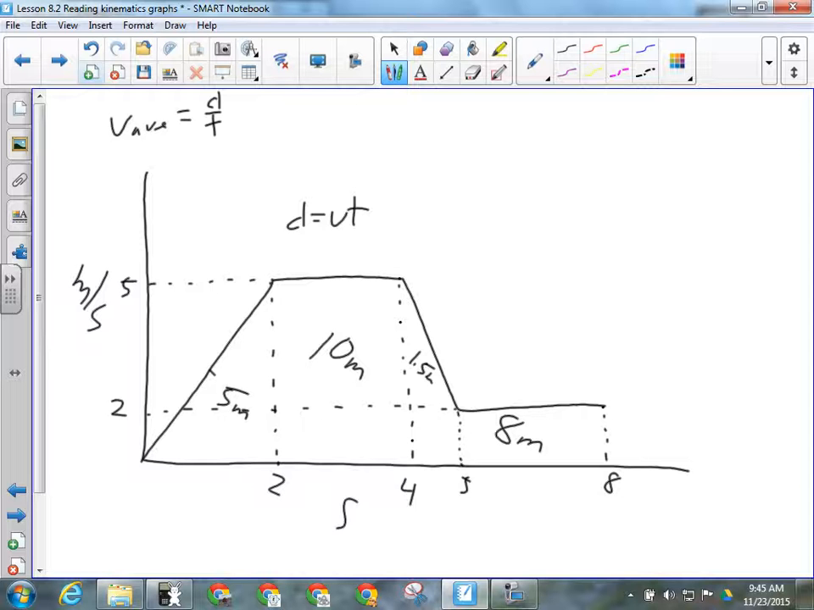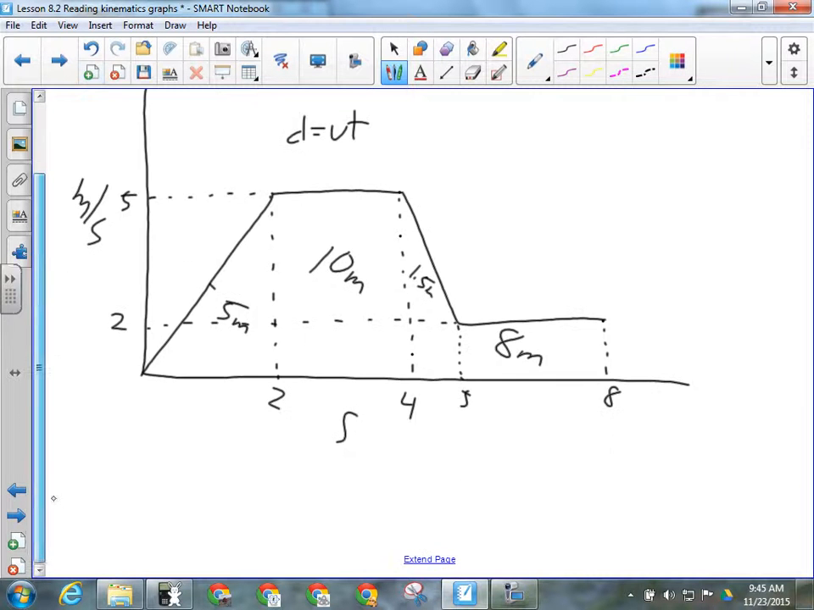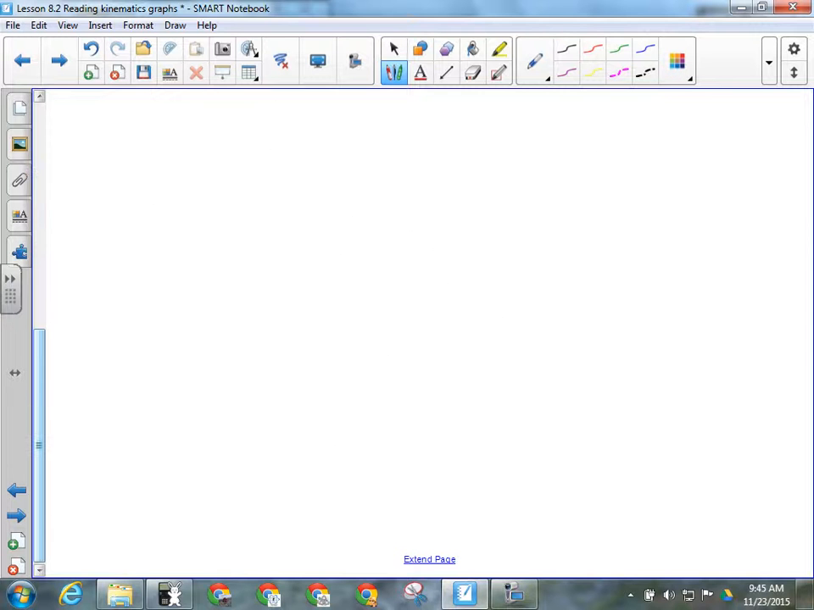What do I do with those numbers? Add them all up. They're all positive. So the total displacement would be 24.5 meters. Does it get any different if the graph does this?